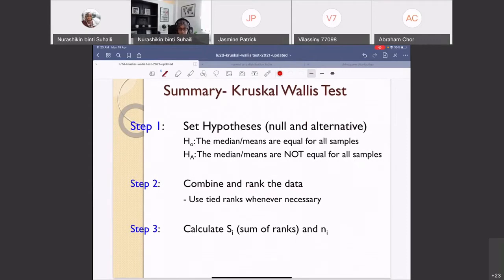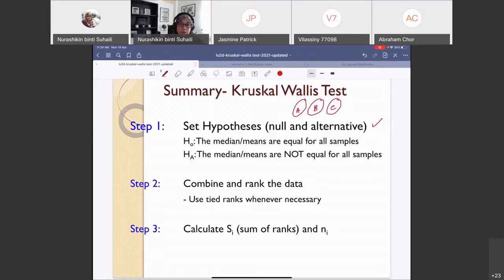So what are the steps of the Kruskal-Wallis test? For every test, you have to take note of the steps, because those are the things that you have to perform in your workings. The first step is always the same, that is to set the hypotheses, null and alternative. Let's say we have three samples, named A, B, and C. It could be more than three, I just give an example of three samples. So how are we going to set the null hypothesis for this case?